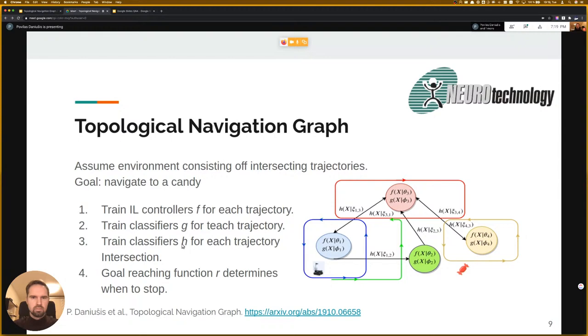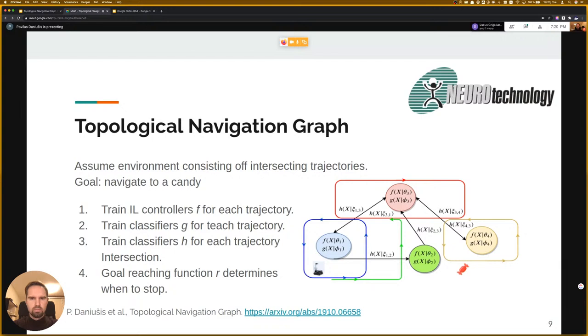So the purpose of those classifiers is that, for example, if the robot needs to travel from a blue trajectory to a green trajectory, once the robot is in the intersection and classifier H recognizes that, we can switch the controller from the blue trajectory controller to the green trajectory controller, and the robot will smoothly exit the blue trajectory and enter the other, in this case, green trajectory.